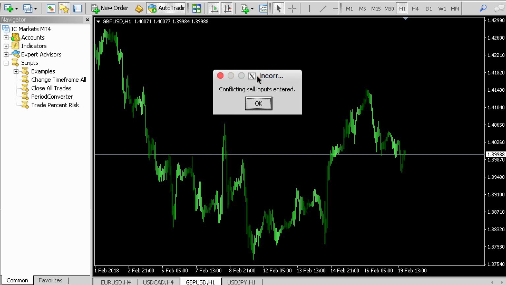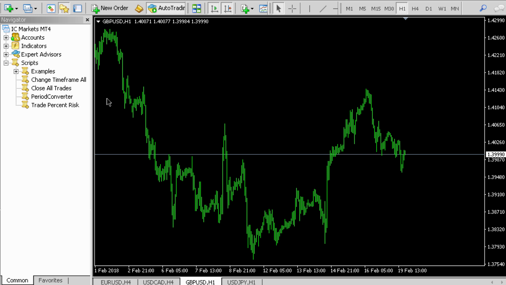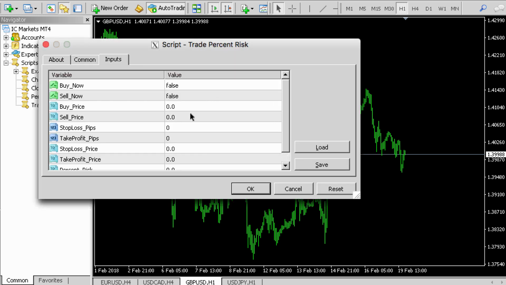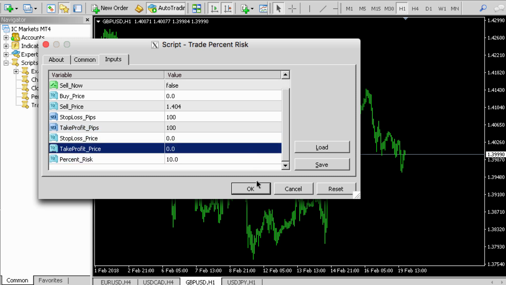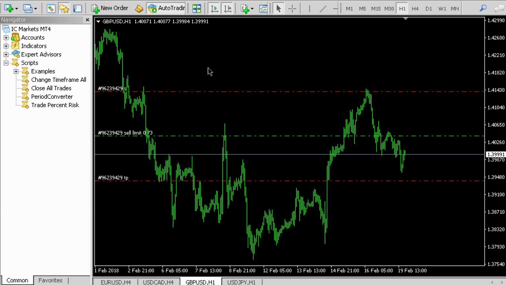You can see here I have made a mistake. The script will automatically detect any conflicts of the inputs. It says here conflicting sell inputs entered. So I made a mistake with the sell inputs. Let's try that again. Sell price 1.4040, so pending order. Stop loss 100 pips. Take profit 100 pips. And percent risk 10%. Now the script has accepted the inputs and it has set the pending order for me.